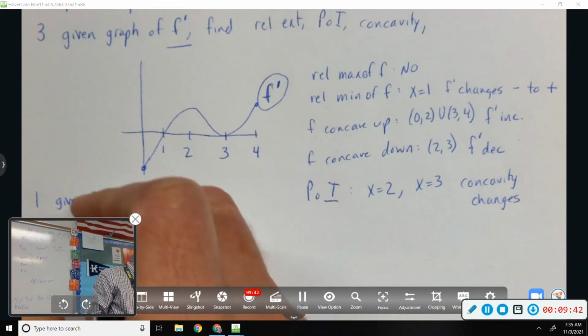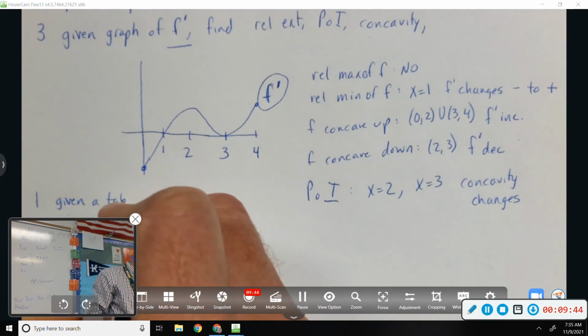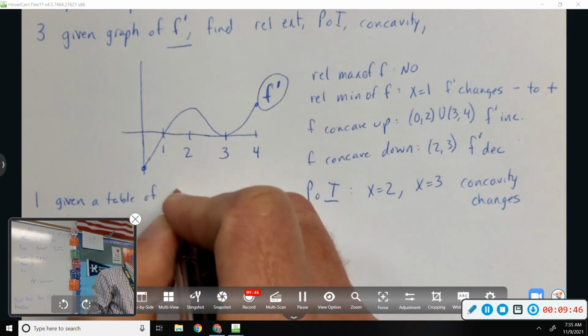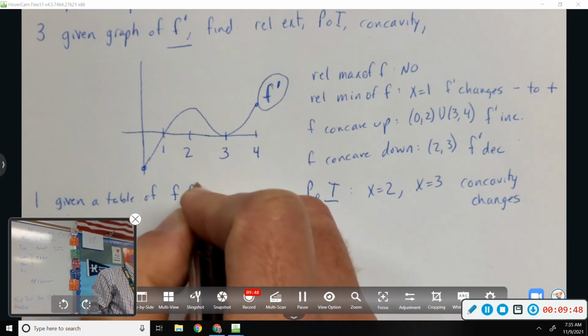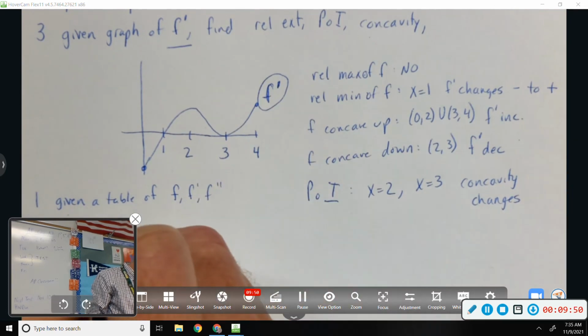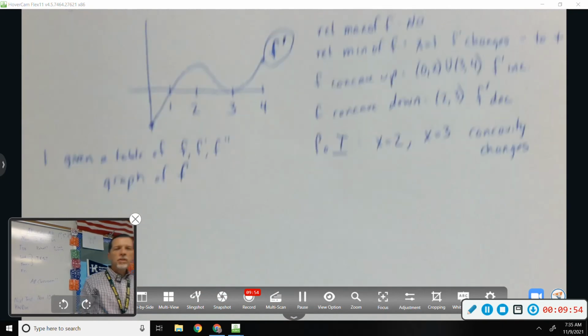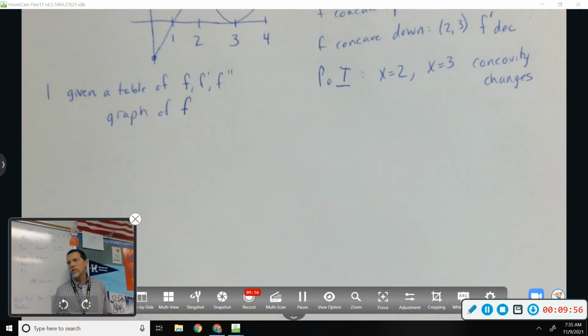And then lastly, given a table of f prime, f double prime, do a graph of f. And we did several, or at least one worksheet, sort of like that. F prime is positive, f double prime is negative, and so concave up, concave down, increasing, decreasing, all of that stuff.